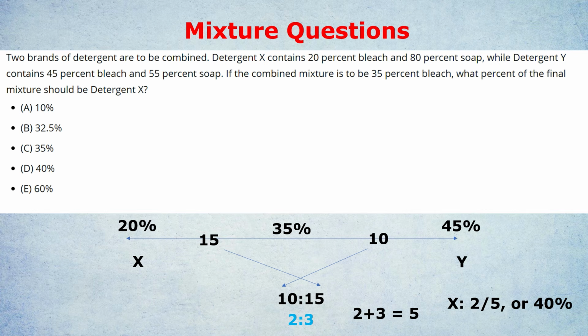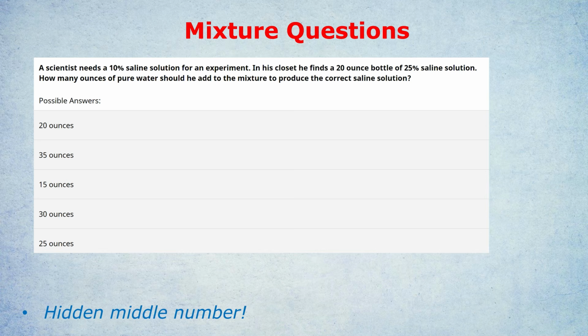Before we move on, notice one key ingredient to getting this question right. We noticed a middle number between 2 other numbers. We noticed that the combined mixture was 35% bleach, and that 35 is in the middle of the 20% bleach and 45% bleach. So that's how I remember to use this method if I see a middle number between 2 other numbers. Okay, but what about in a question such as this one, when there's no obvious middle number?